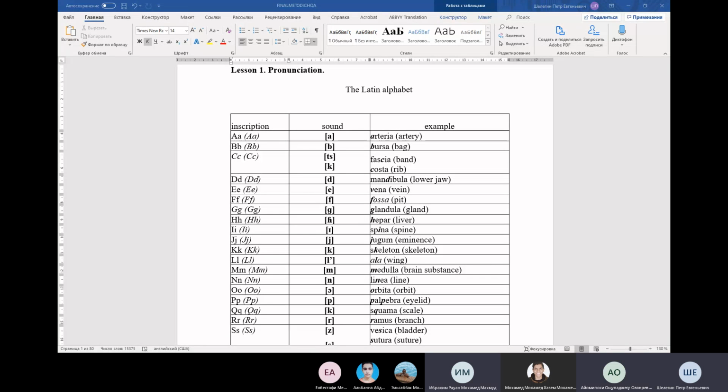Next one is the vowel O. Give it a sound of O. The Latin term for an orbit will be orbita. Orbita. Correct. Nice.